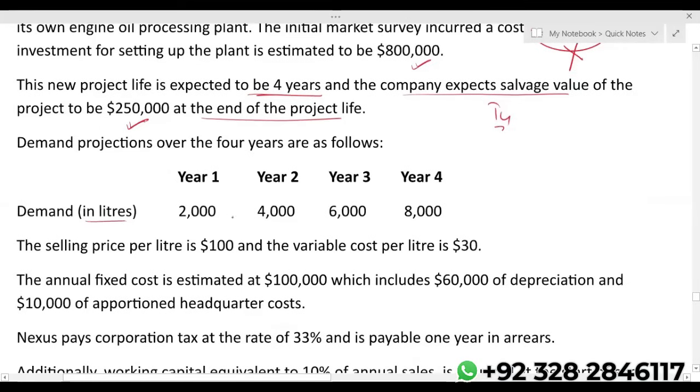Demand they have given you in liters: 2,000, 4,000, 6,000, 8,000. Selling price is 100. Variable cost is 30. So obviously 2,000 multiplied by 100, you will get a sale for the first year, which will be 2 lakh if I'm not wrong, then 4 lakh, 6 lakh, 8 lakh. Then you can very easily calculate the variable cost also. You just need to multiply with the demand.